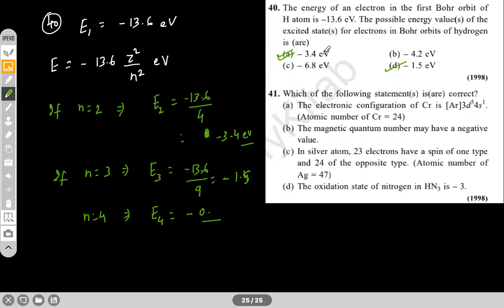Which of the following statements is are correct? This is also a multiple correct question. The electronic configuration of chromium is 4s1 3d5. This one is correct. The magnetic quantum number may have a negative value. Yes, that is also possible. Minus L to plus L, it is there. The silver atom, 23 electrons have a spin of one type and 24th of opposite type. The atomic number of Ag is 47. Okay, so silver is Ag, so it is 1s2.